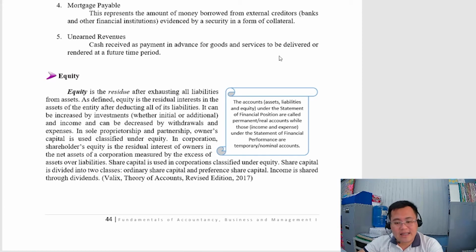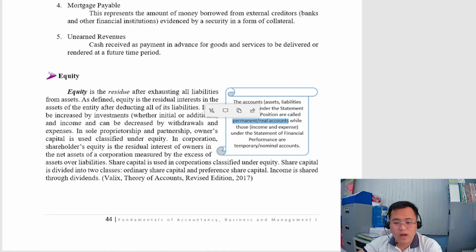Okay, so we're done with assets. We're also done with liabilities and equity. Now, the assets, liabilities, and equity accounts fall under the statement of financial position or our balance sheet. Okay, and these are actually called permanent or real accounts, because these are actually the true balances at the end of the accounting period. Let's say, how much is your cash? Then you will be able to know how much is your cash at the end of December 31, 2020, for example. Okay? So, those three are our permanent accounts.